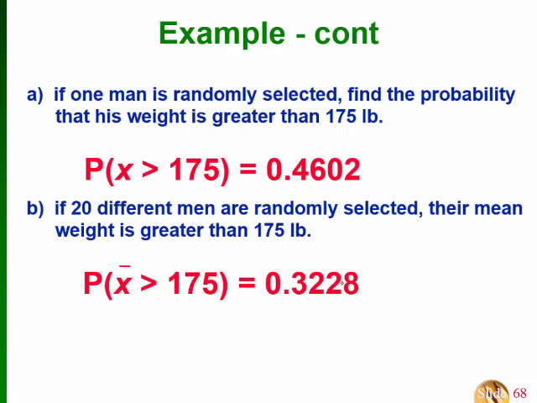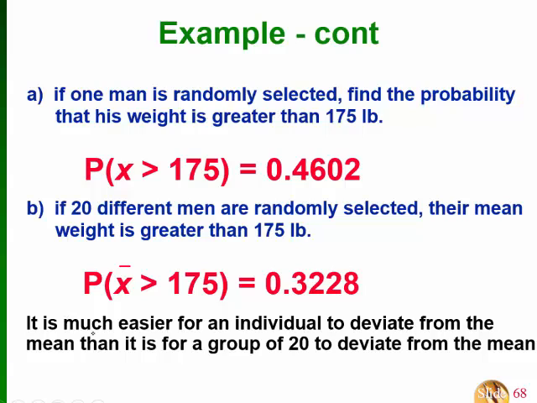So let's see if we can put these two ideas together. The result was about 46% for one person, and about 32% for the group. So it looks like it's much easier for an individual to deviate away from the mean, because the standard deviation is 29, and when you take 29 divided by the square root of 20, the standard deviation gets smaller, and so there's less probability the farther you get away from the mean.